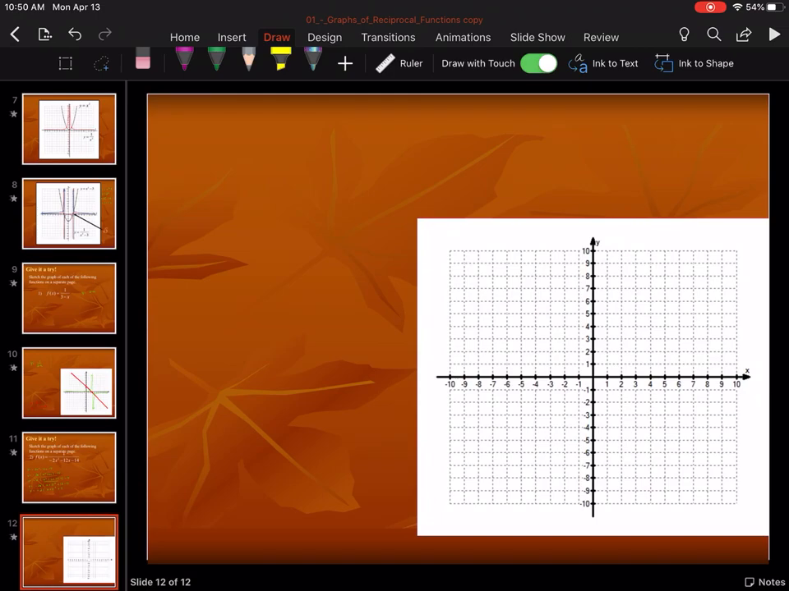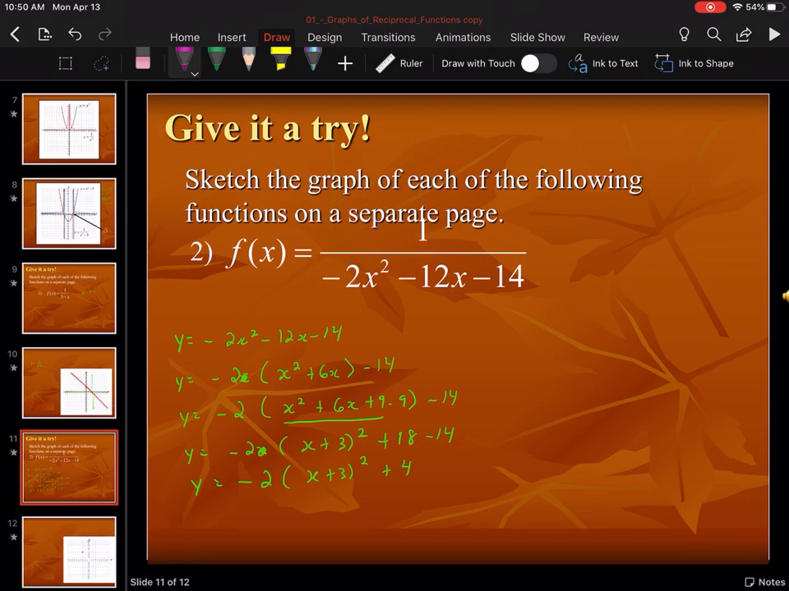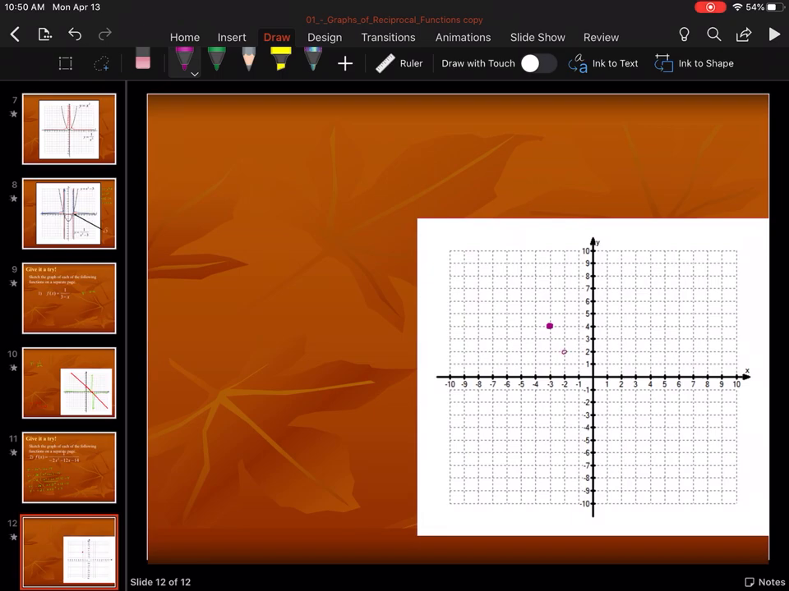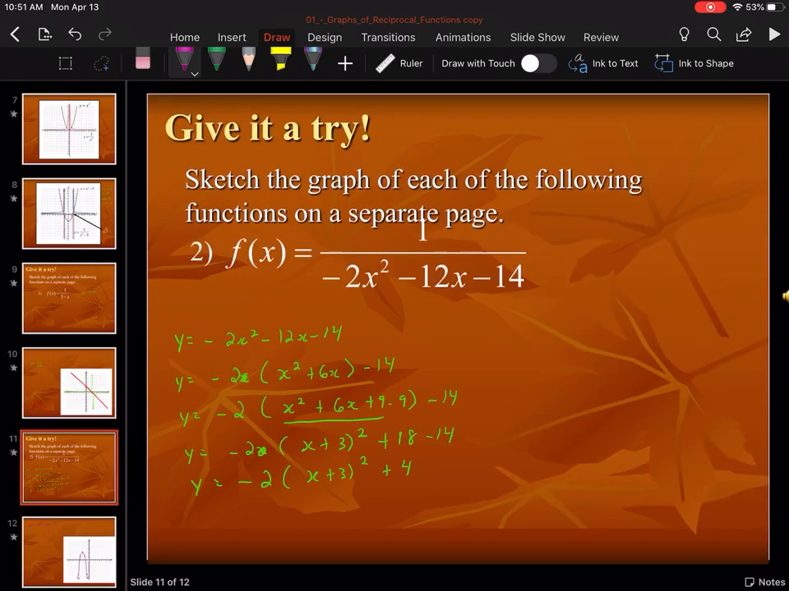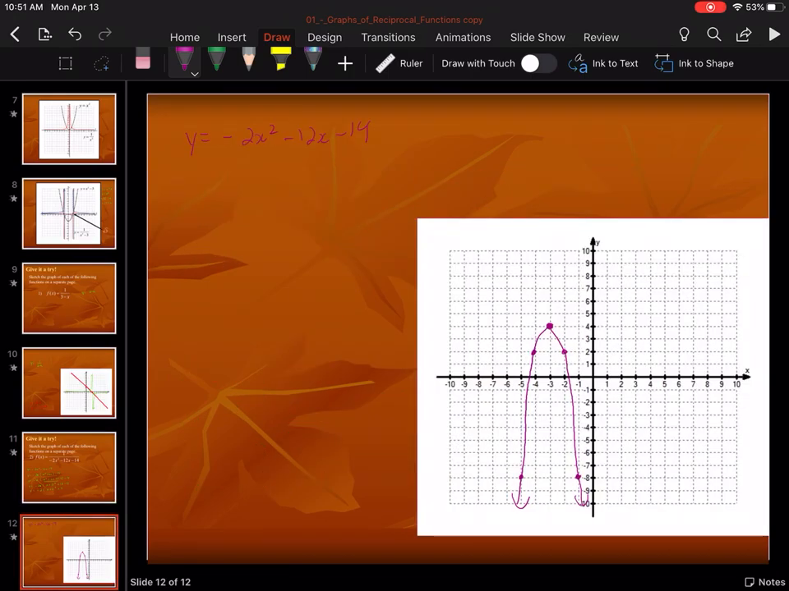Okay, negative 3, positive 4. There was the vertex opening down, and it's going negative 2 over 1 down 2, over 1 down 6. So down to negative 8 there. There, finally, is the graph of y equals negative 2x squared minus 12x minus 14. Yes. That's not what I'm wanting to graph.